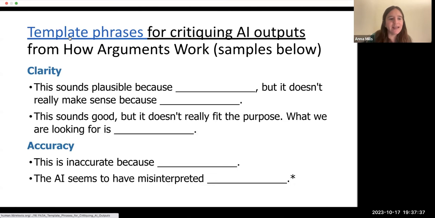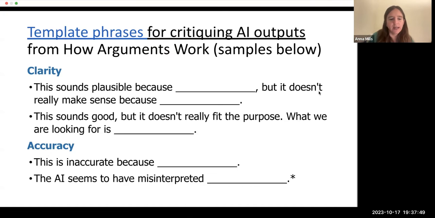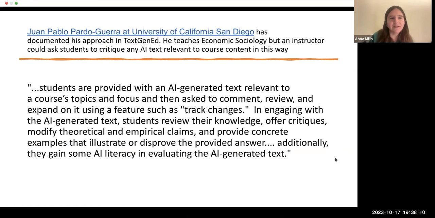I'm working on a list of template phrases to share with students, just to suggest to them the possibilities for that. And I'll put that link in the chat too. I'm big on templates in my textbook, so that was a go-to for me. Just to give more of a sense of, you can do it. Here are some things that are familiar that you could try. Sort of, this sounds plausible, but it really doesn't make sense because blank, right? The speaking back to it.